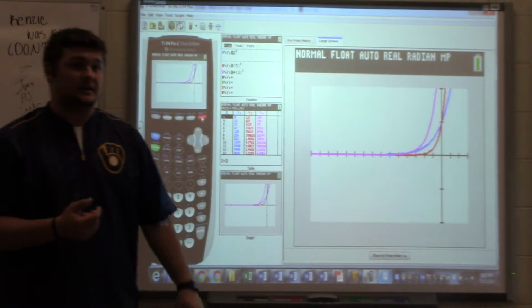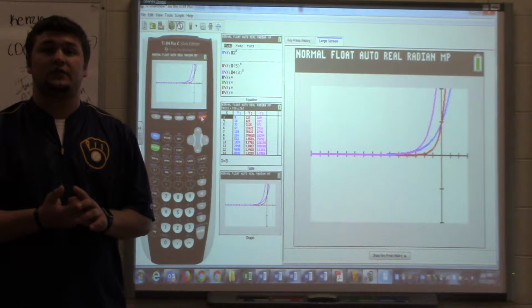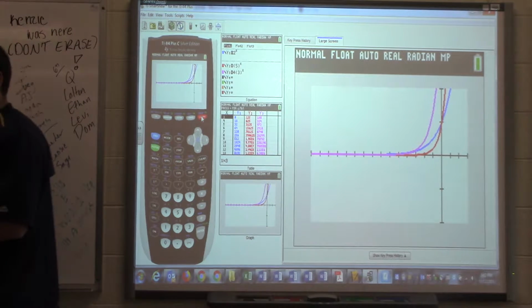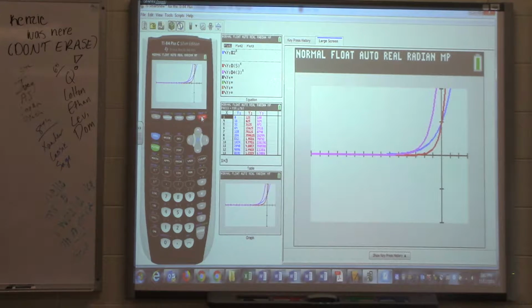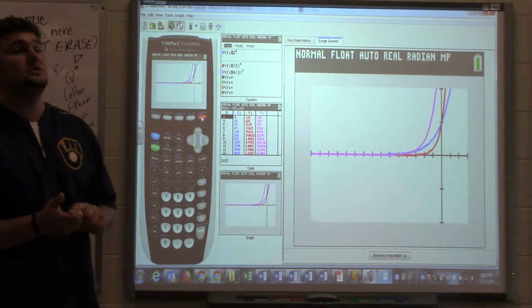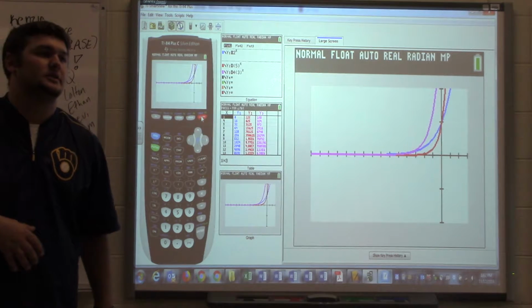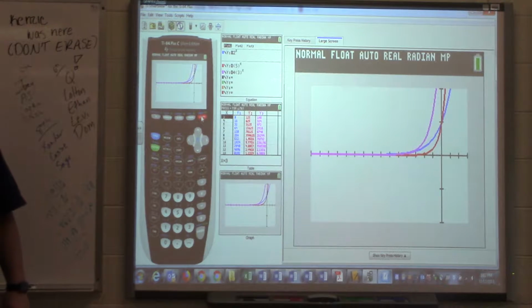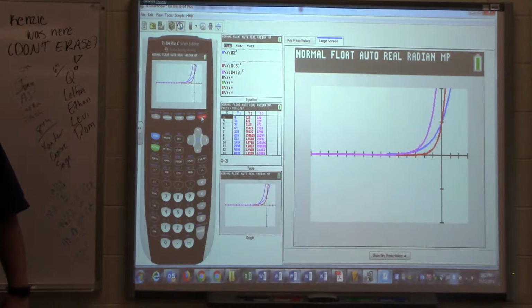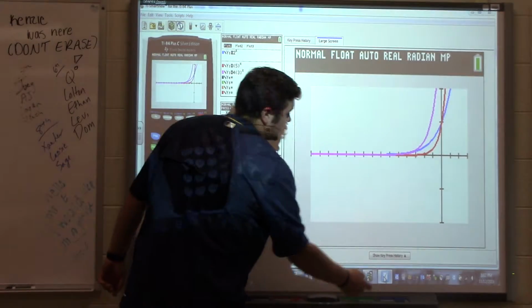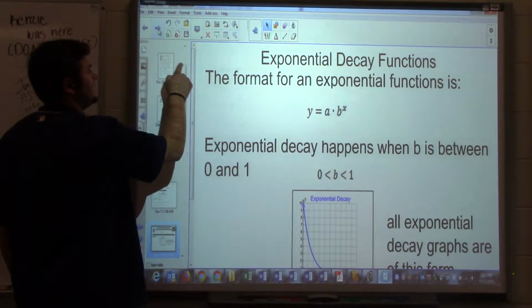Just a nice little fun fact. Alright, that's it with exponential growth functions. It'll never go negative like that. Alright? We have a horizontal asymptote. Now, like I said, we're not going to get too deep into asymptotes. We'll talk more about those in pre-calc and calculus. Alright, any questions about exponential growth right now? Nothing? Beautiful.